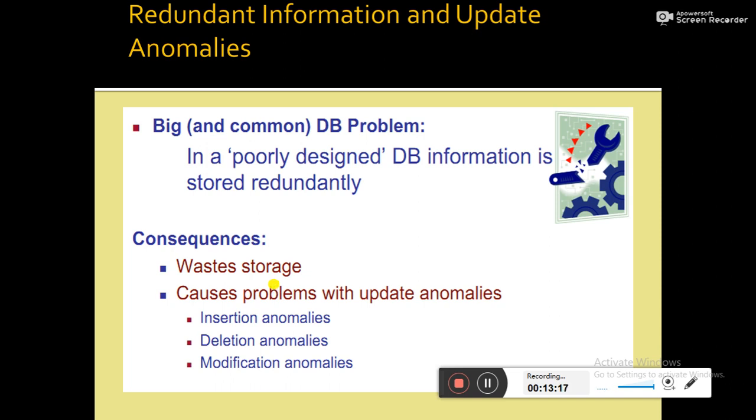The other consequence is that it leads to a database update anomaly. Now, anomalies mean undesirable situations which may arise in a database while updating the database. For example, three kinds of anomaly mainly occur: insertion anomaly, deletion anomaly, and modification anomaly. We will discuss all these three in this lecture.